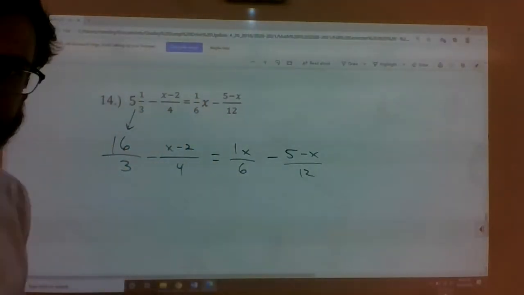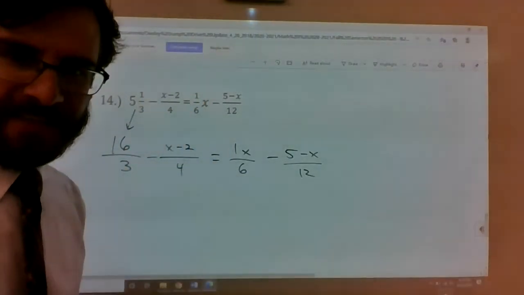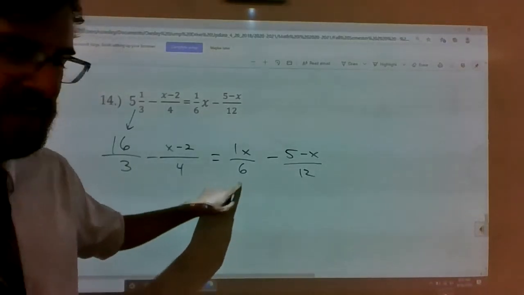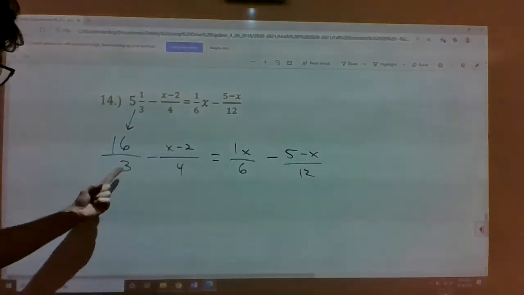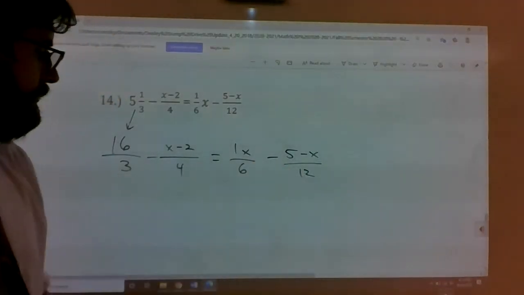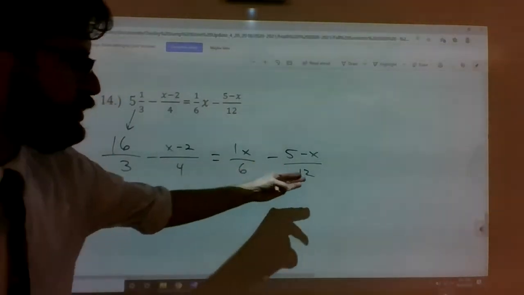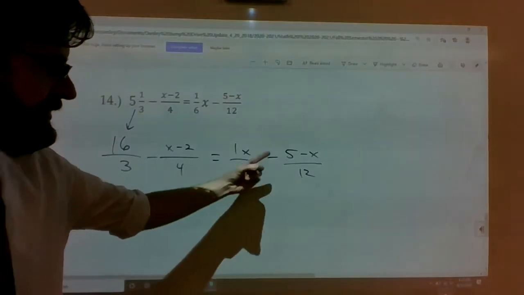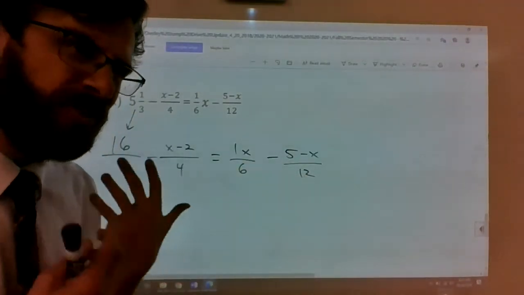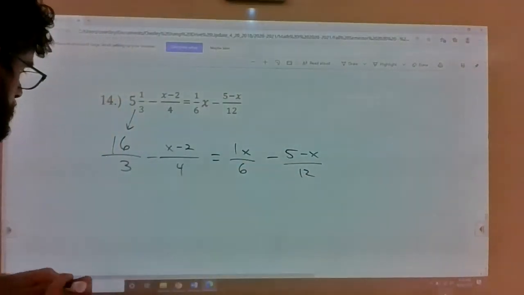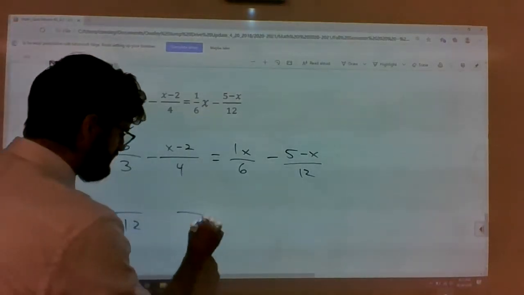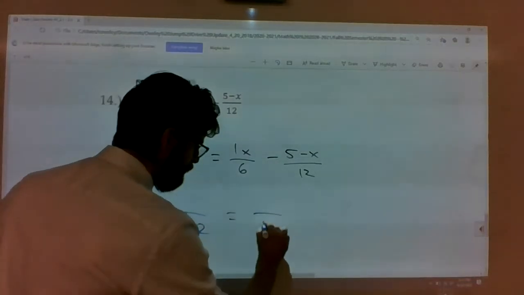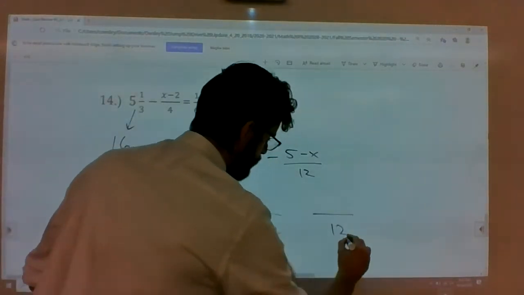All right, now you ask yourself, what is the common denominator that 3, 4, 6, and 12 all go into? 3, 6, 9, 12. 4, 8, 12. 6, 12. They're all members of the 12 family. So think about this. I want to put something over 12, something over 12, something over 12, and something over 12.